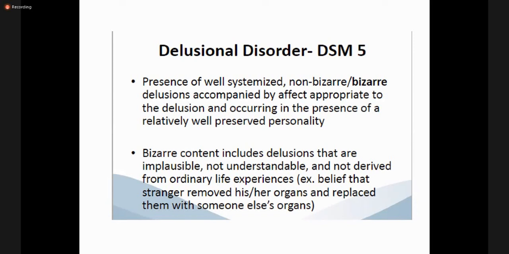Now, bizarre content includes delusions that are not understandable or not from ordinary life. So they're talking about a person who says that his or her organs have been replaced with someone else's organs. And when you speak to them, they will have a very systemized story about how it happened. So for example, the person might say, I went to sleep and then I was taken by aliens, or, I was kidnapped and my organs were taken out. So they will have a whole story revolving around it. They will be systemized.